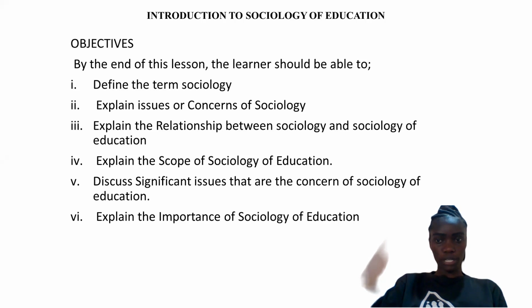Introduction, objectives. By the end of this lesson, the learner should be able to: 1. Define the term sociology, 2. Explain issues and concerns of sociology, 3. Explain the relationship between sociology and sociology of education, 4. Explain the scope of sociology of education, 5. Discuss significant issues that are the concern of sociology of education. And lastly, explain the importance of sociology of education.